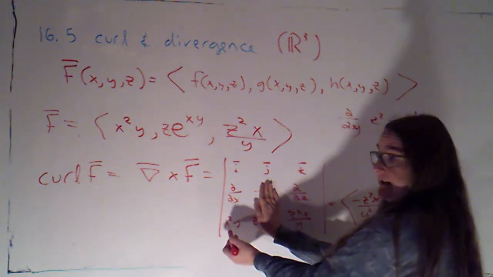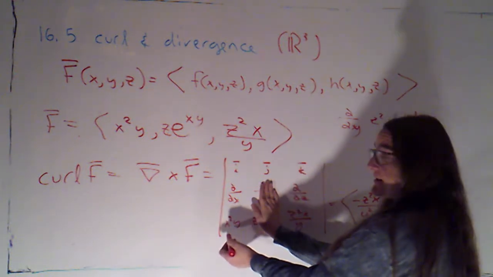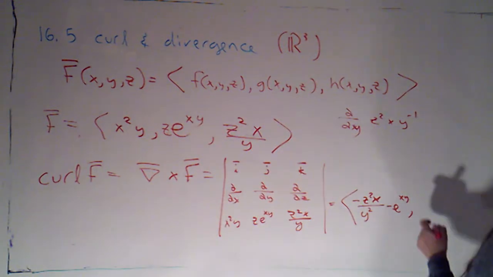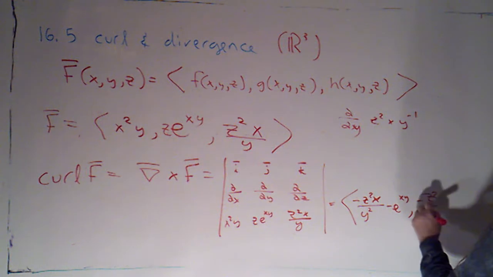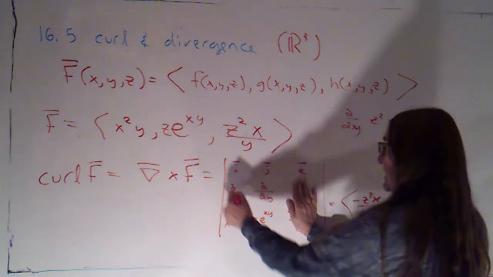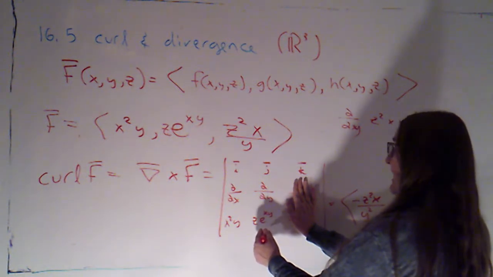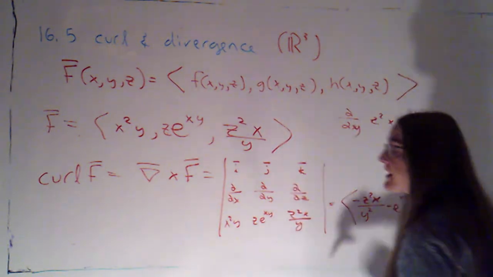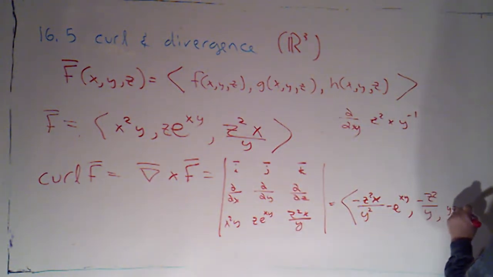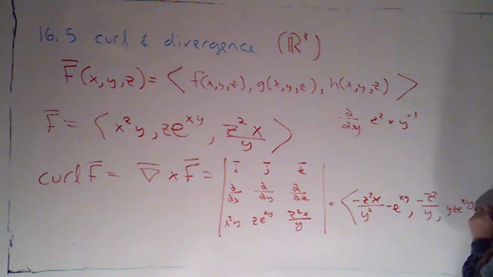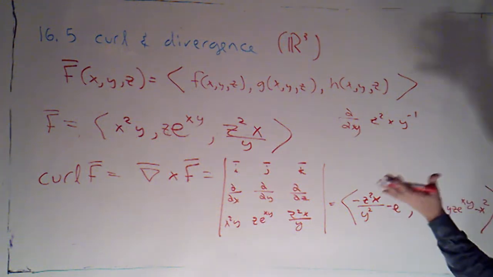Now, there aren't any z's in this formula, so the partial with respect to z is just 0, and then I'm subtracting the partial of this with respect to x, which would just be z squared over y. Then for the k's, I'm taking the partial of this with respect to x, so that's going to be z, e to the xy, chain rule, I get an extra factor of y. So we'll have yz e to the xy, minus the partial of this with respect to y, which is x squared. So that is our curl.